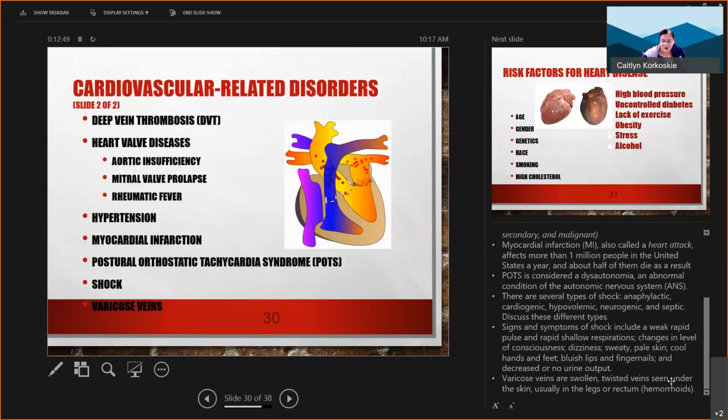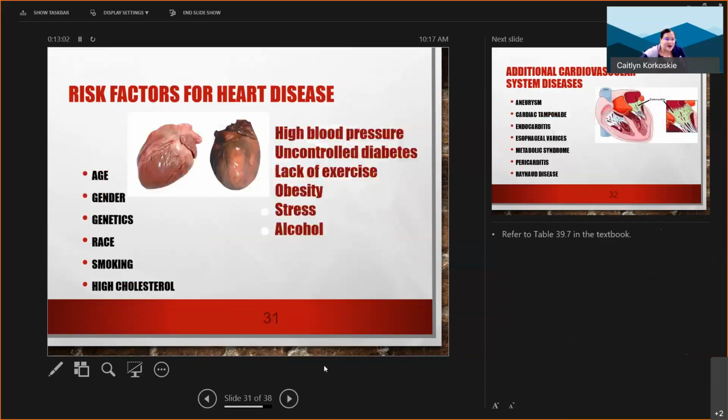Varicose veins are just swollen veins that can be twisted and seen underneath the skin. They are not necessarily dangerous, it depends on the patient. For the most part, they're pretty much benign. But if they get too swollen or start causing pain, then they may need to go to a vascular surgeon and have them removed or something.